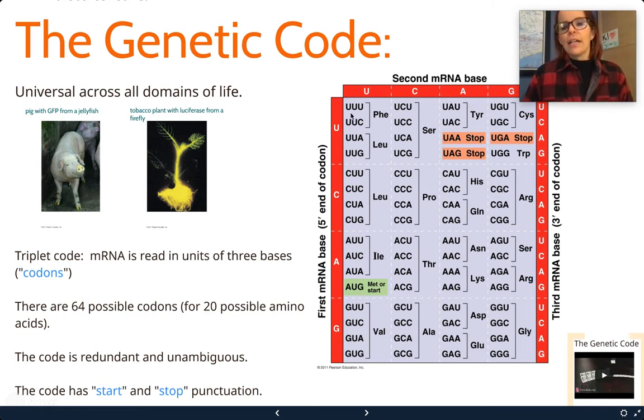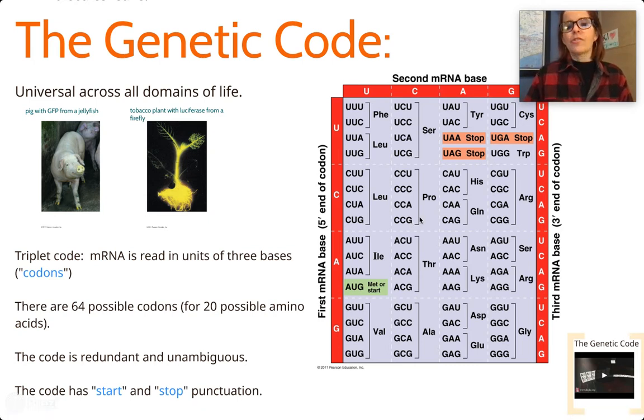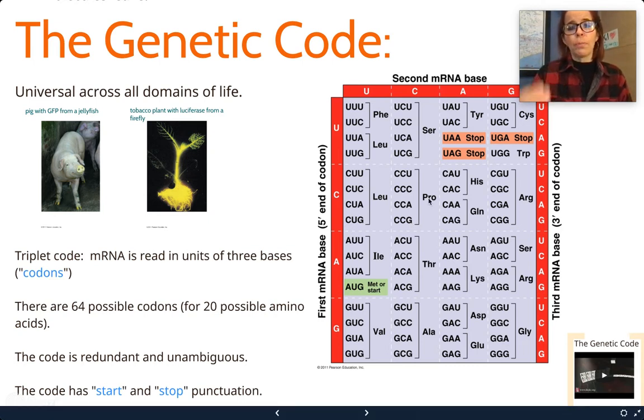And what that means is that, for example, redundant means that there are 4 different possible codons just for proline, so it's redundant, it's repeating.